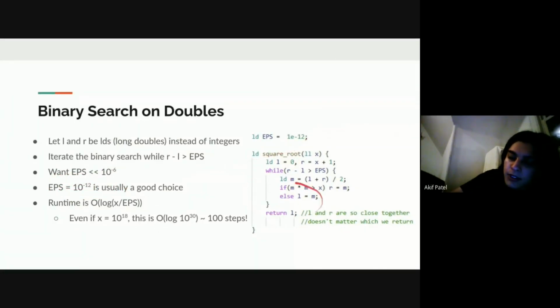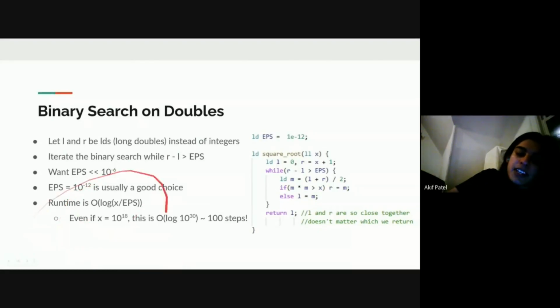So you can see here, the rest of the code just looks the same. We just have to use the epsilon here and use floats. And here, L and R are so close together that it doesn't matter which one you return. They're both within epsilon of each other, probably hopefully less than epsilon. So you can just return either one, and it's fine.